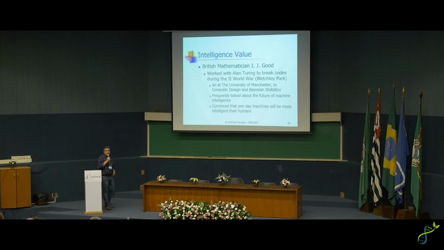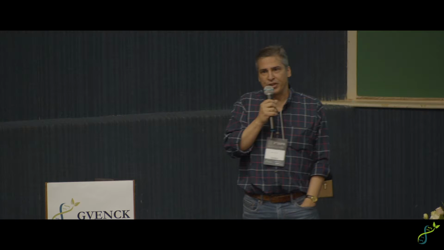Right, so let's go back to intelligence. I talk about intelligence associated with agriculture. The question about what the value of intelligence is started many years ago. There's a British mathematician called Irving J. Good. He worked with Alan Turing to break the codes of the Enigma machine in the Second World War, and they were good friends. They ended up working at the same university, Manchester, and they very often talked about their concerns about the future of machine intelligence. Machine intelligence is how Turing used to define artificial intelligence. And they both were convinced that one day machines will be more intelligent than people. And this day is coming.